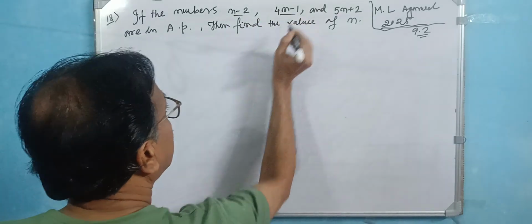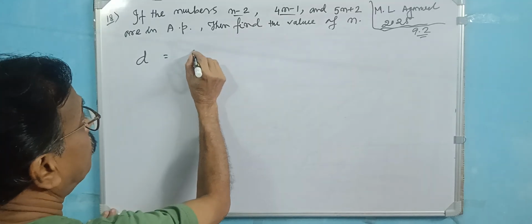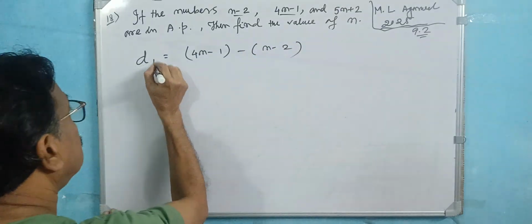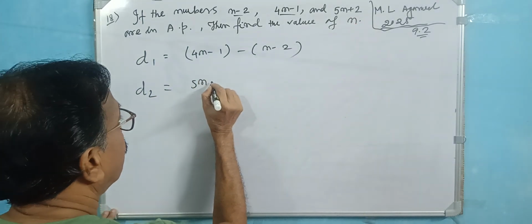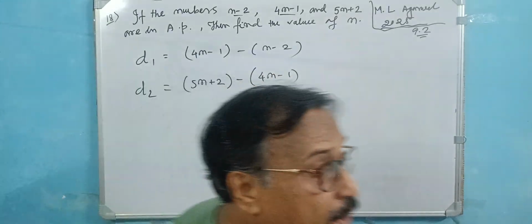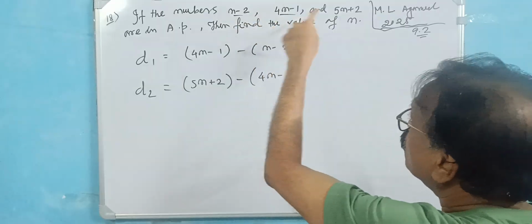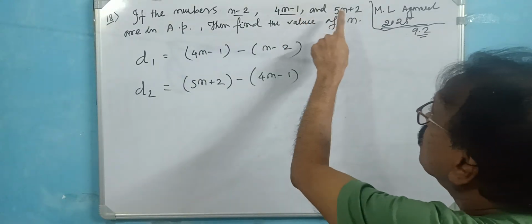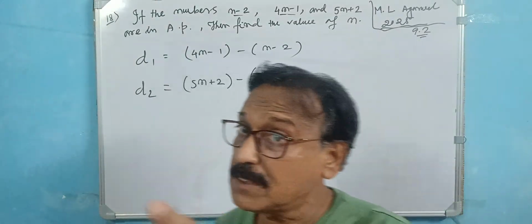So this is an AP, that means first you find out the common difference. So D actually, this is 4n minus 1 and this is n minus 2. Suppose this is D1 and this is D2, also a common difference: 5n plus 2 minus 4n minus 1. Why do I write D1 and D2? Suppose this is an AP, so this is A1, A2, A3. This minus this is the common difference D1, and this minus this is also the common difference D2. In case of an AP, the common differences are the same.